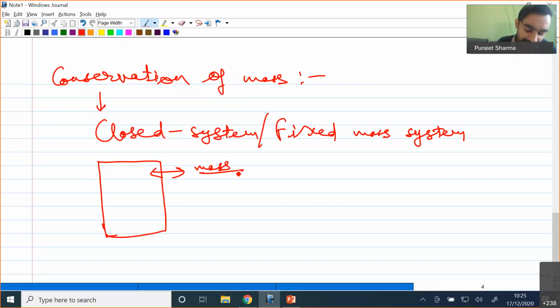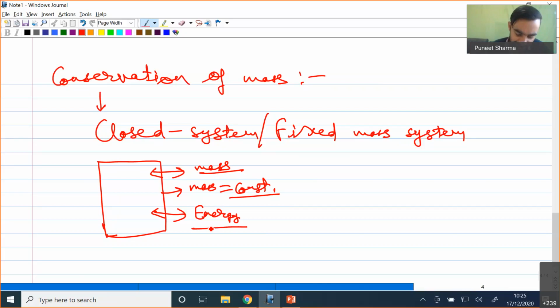If we are not having any interaction of mass across the boundary, then obviously the mass of the system should remain constant. But if we have a system where we are allowing the transfer of energy, we are saying that the energy of the system can actually change. If the energy content of the system is changing, we know from our equation E equals mc squared that wherever we have a change of energy, we will always have a change of mass. Because in this equation, you can see that energy is proportional to mass.